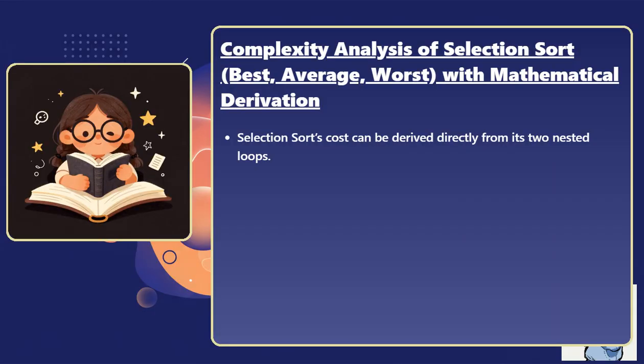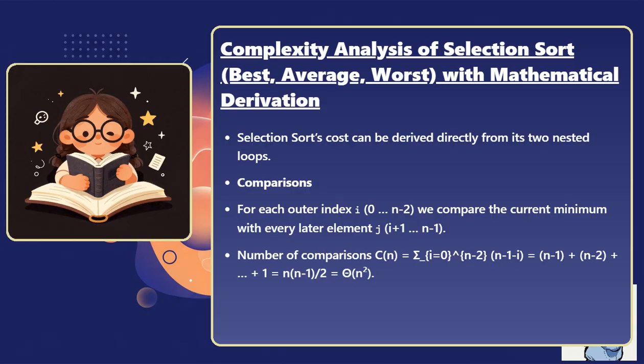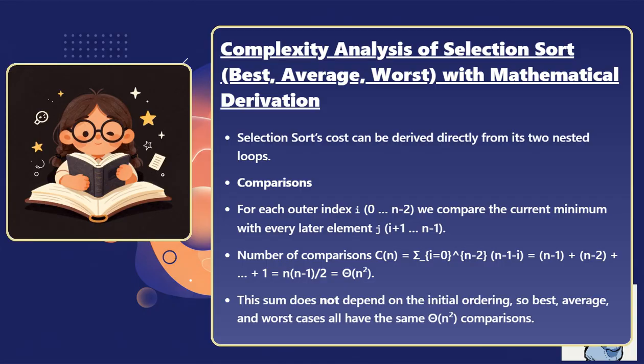Selection sort's cost can be derived directly from its two nested loops. Comparisons: for each outer index i, 0 to n-2, we compare the current minimum with every later element j, i+1 to n-1. The number of comparisons C(n) equals the sum from i equals 0 to n-2 of (n-1-i), which equals (n-1) + (n-2) + ... + 1, which equals n(n-1)/2, which is Theta of n squared. This sum does not depend on the initial ordering, so best, average, and worst cases all have the same Theta of n squared comparisons.